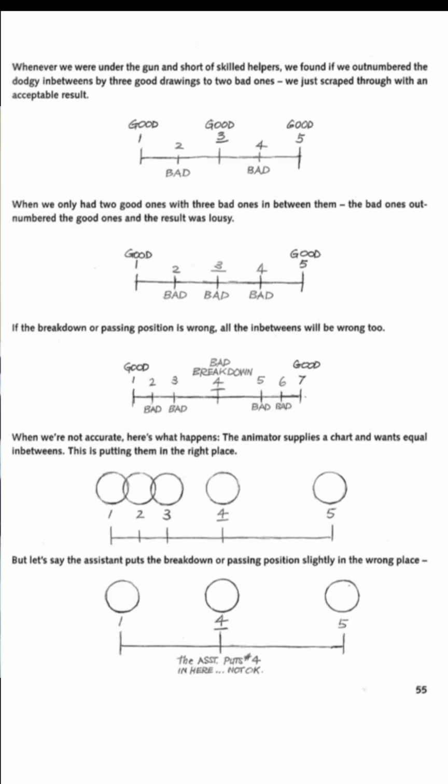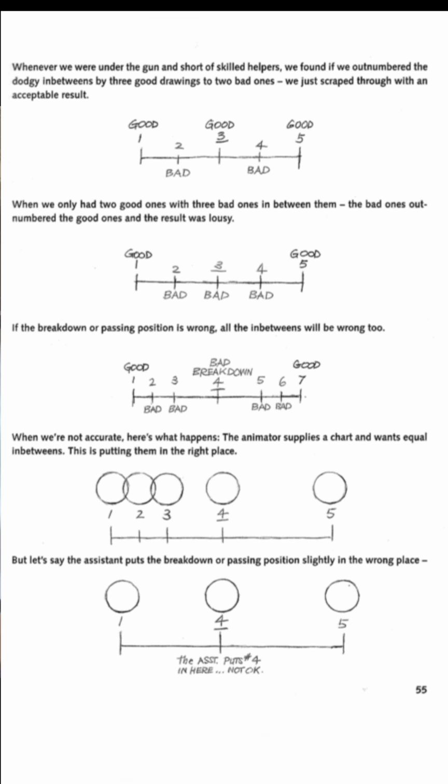Whenever we were under the gun and short of skilled helpers, we found that if we outnumbered the dodgy in-betweens by 3 good drawings to 2 bad ones, we just scraped through with an acceptable result. When we only had 2 good ones with 3 bad ones in between them, the bad ones outnumbered the good ones and the result was lousy. If the breakdown or passing position is wrong, all the in-betweens will be wrong too.